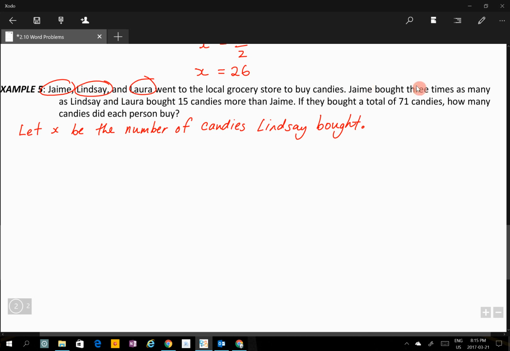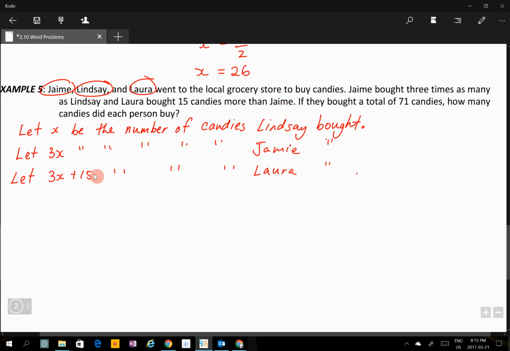Okay, so then Jamie bought 3 times as many as Lindsay. So let 3x be the number of candies Jamie bought. And then Laura bought 15 candies more than Jamie. So if we know Jamie bought 3x candies, then we add 15 more, and that's the number of candies that Laura bought. Those are our 3 expressions for each of the people here.